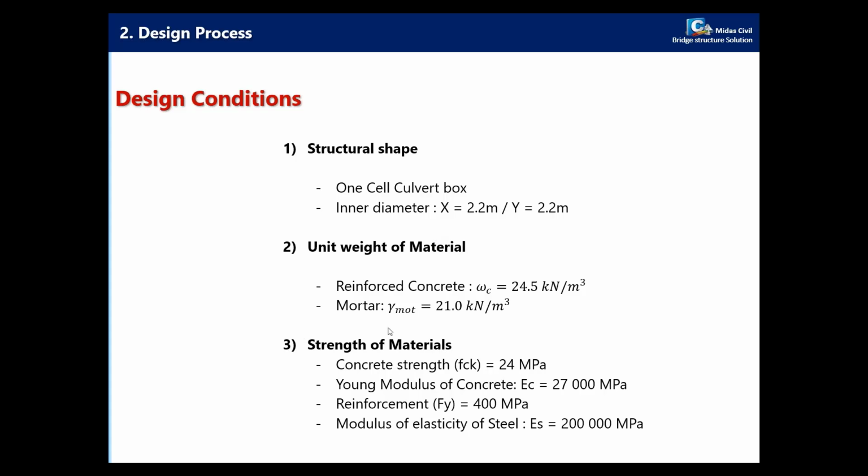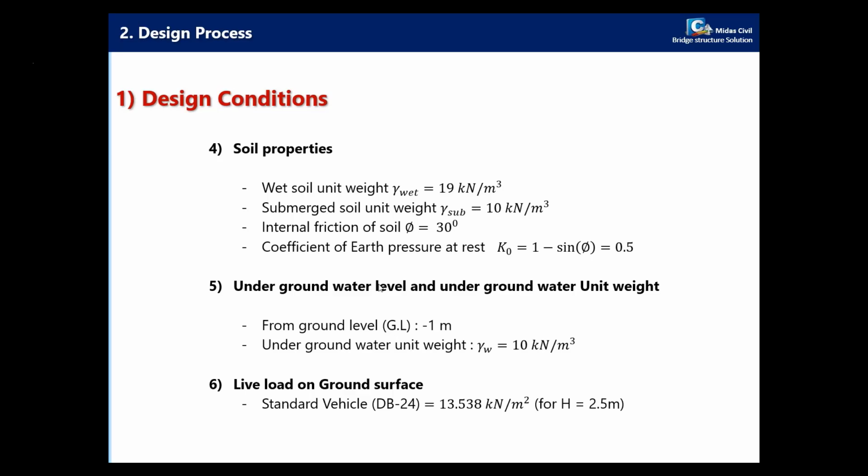And then the strength of the material for the concrete, we have 24 MPa, and the Young modulus of concrete, it's 27 MPa. And for the yield strength of the steel is 400 MPa. And lastly, we have the modulus of elasticity of steel. It's 200,000 MPa.